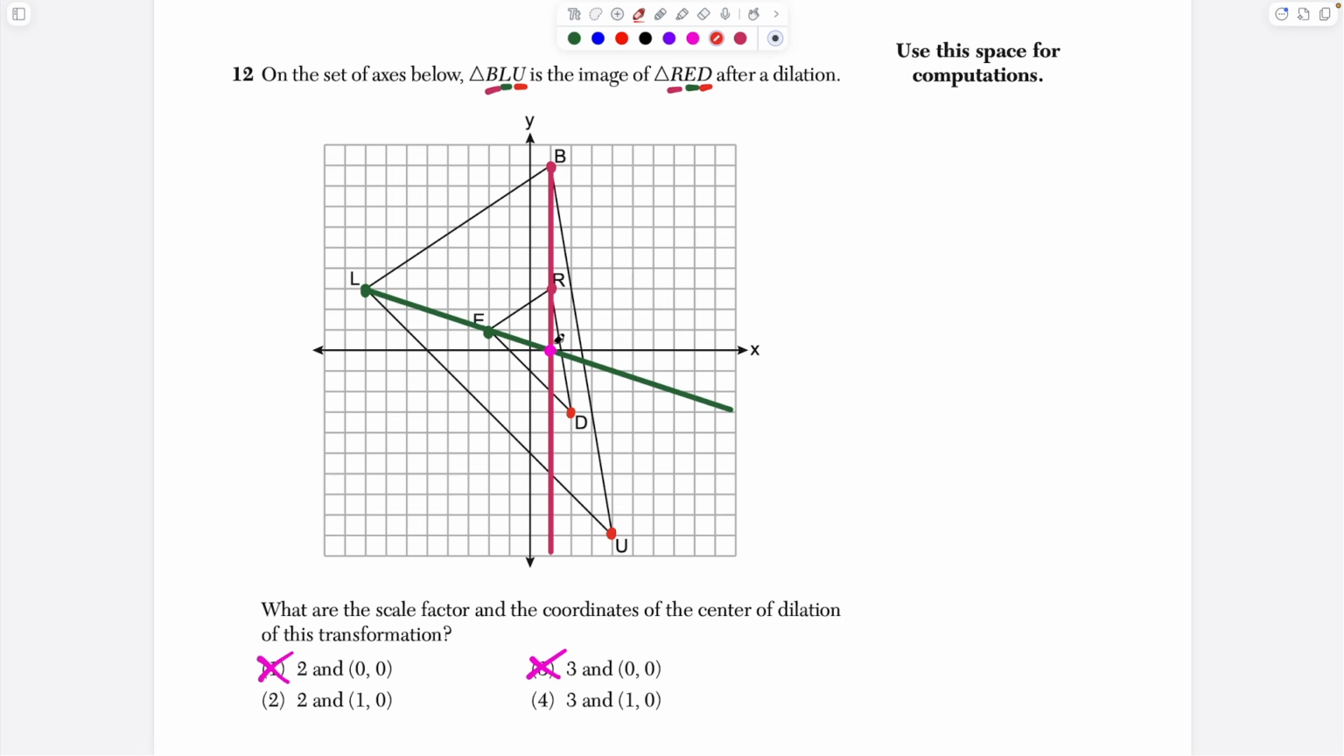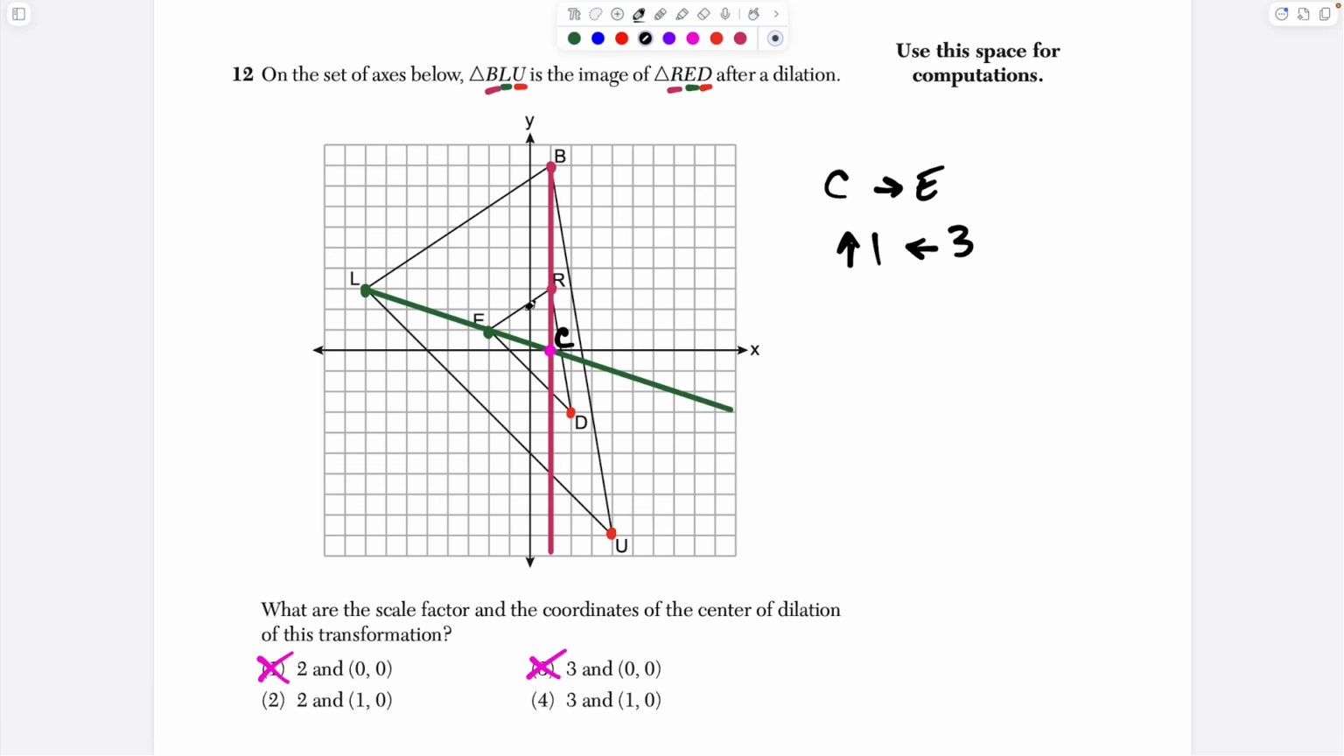But now let's follow this center of dilation. Let's say I call this point over here, they didn't use the letter W, so I'm going to call this the letter C for center. To get from C to E, I have to go up 1 and to the left 3 units.